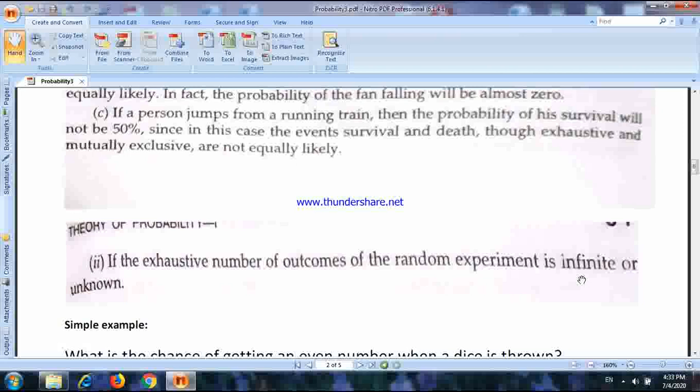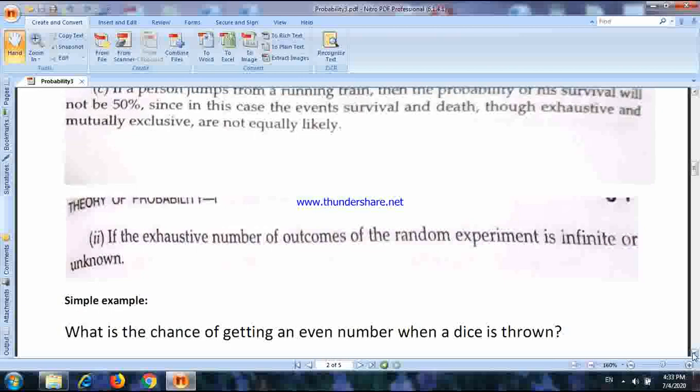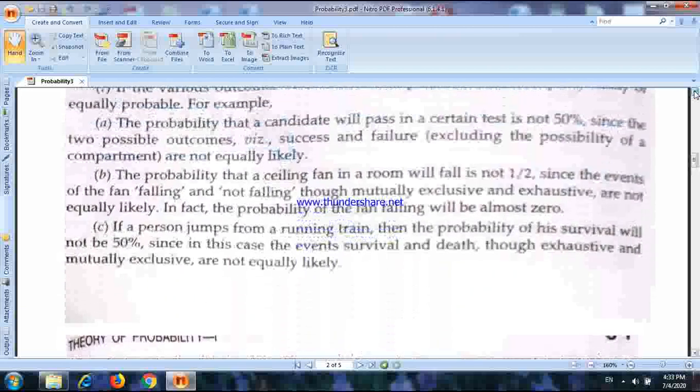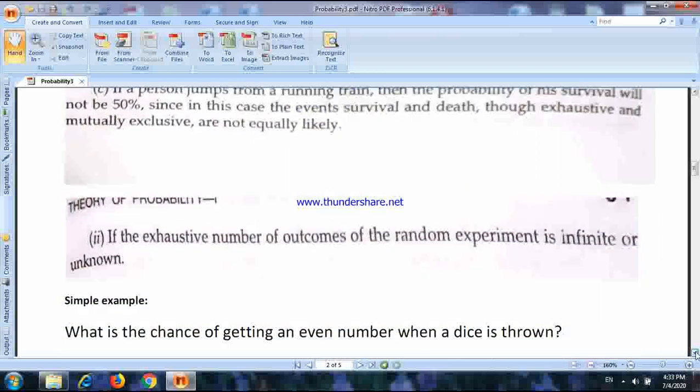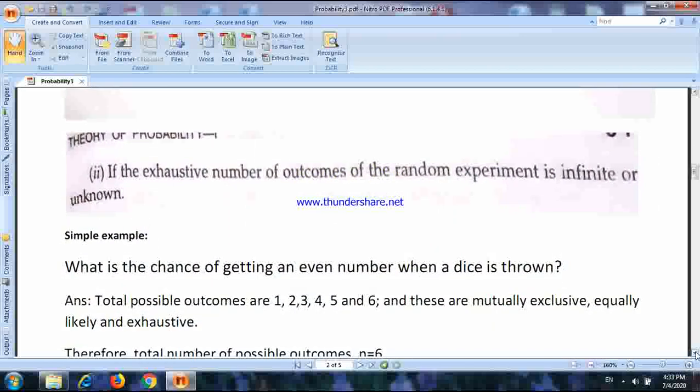You see, if the total number of possible outcomes is infinity, that means something divided by infinity. So ultimately the probability will be undefined. So under these two conditions we cannot apply the mathematical definition. And this drawback is overcome by the relative frequency approach, which is also termed the empirical definition of probability.